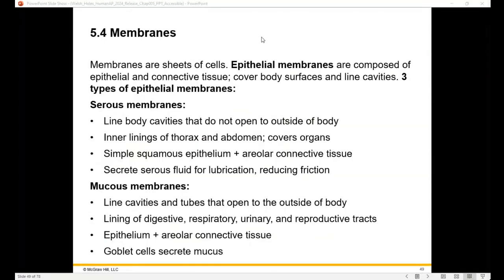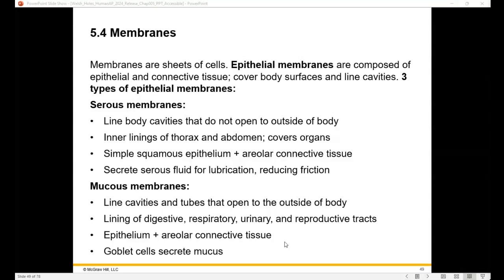All right, membranes. Membranes are sheets of cells. Epithelial membranes are composed of epithelial and connective tissue. They cover body surfaces and line cavities. And there are three types of epithelial membranes. First of all, the serous membranes, which we've already talked about in another chapter. They line the body cavities that do not open to the outside of the body, the inner linings of the thorax and abdomen, for example, and they cover the organs. They are composed of simple squamous epithelium and areolar connective tissue. They secrete serous fluid for lubrication and reducing friction.